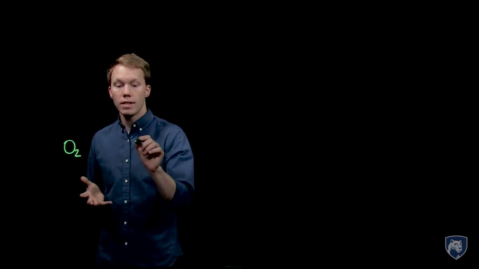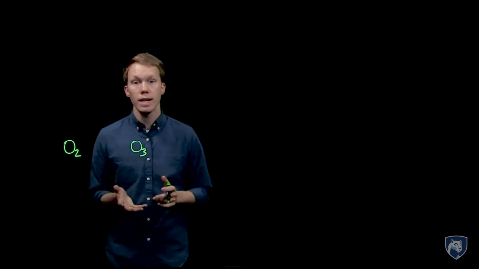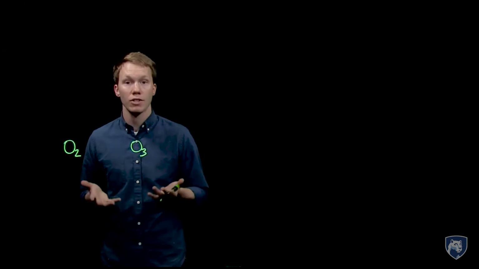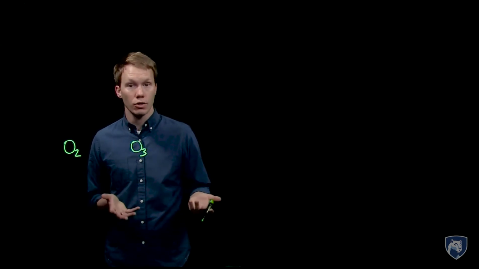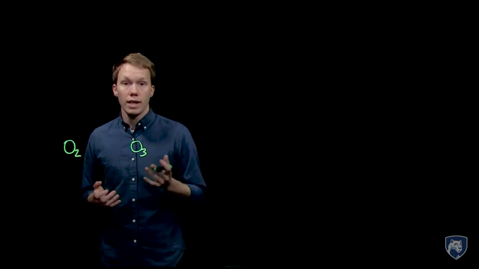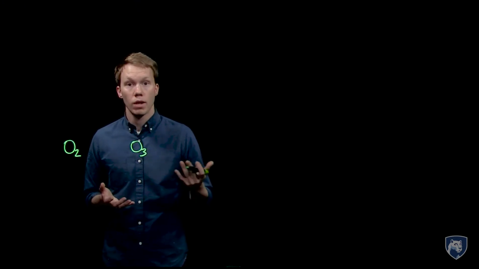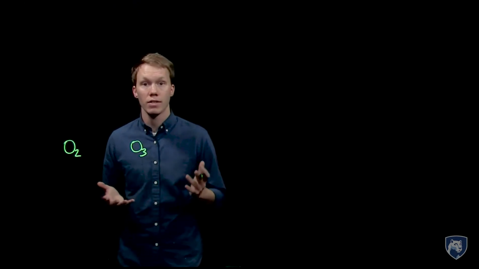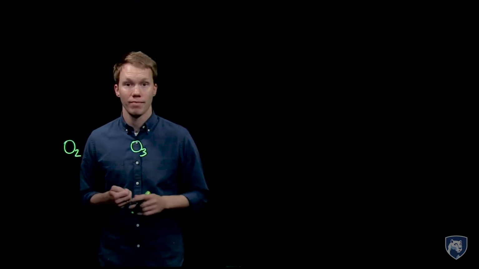This is the most stable and most common form of elemental oxygen that we'll find in the atmosphere. But ozone, which we've probably heard about before, is O3, is another form of elemental oxygen. It consists of only oxygen atoms, making it an allotrope. Ozone is responsible for the name of the ozone layer, and it does play a role in protecting us from the sun's rays.